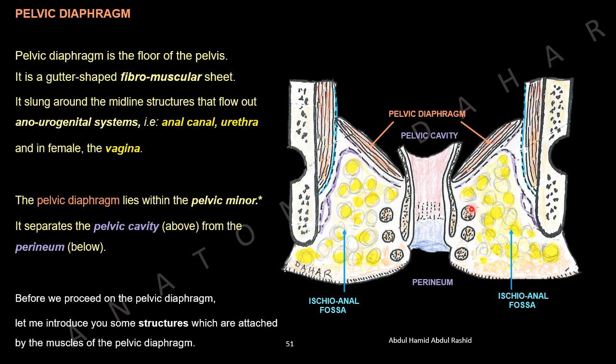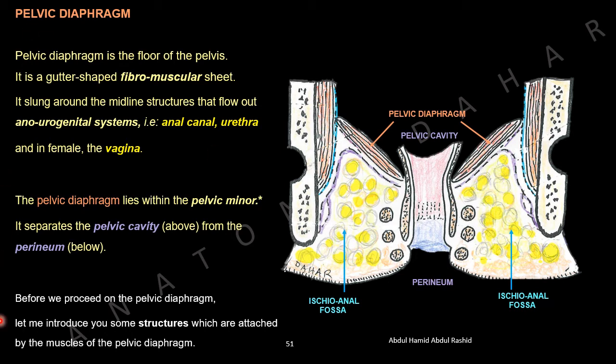Pelvic diaphragm. This is a coronal section of the pelvic minor. These are the midline structures. The pelvic diaphragm is the floor of the pelvis. It is a gutter-shaped fibromuscular sheet. It is slung around the midline structures that flow out of the ano-urogenital systems, that is the anal canal, urethra, and in female the vagina. The pelvic diaphragm lies within the pelvic minor. It separates the pelvic cavity above from the perineum below.